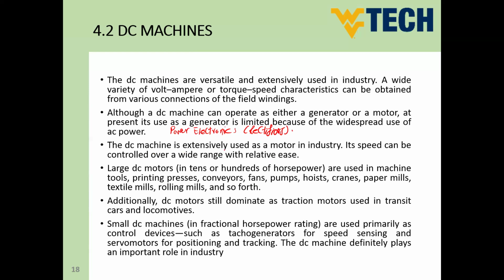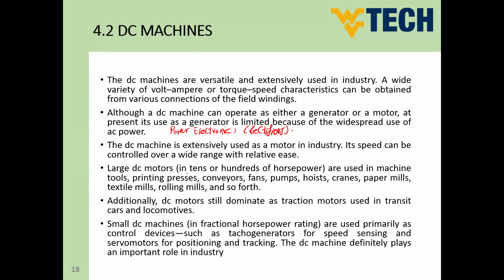The DC machine is extensively used as a motor in industry because, as we discussed, power electronics solve the problem of having a DC source. Its speed can be controlled over a wide range with relative ease. Why, guys? Because the relation between torque and current, or speed and volt, is linear. So the linearity of the speed control of a DC motor makes it much easier compared to other control.